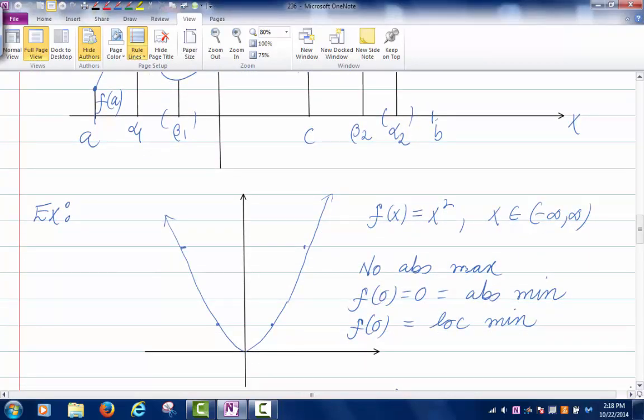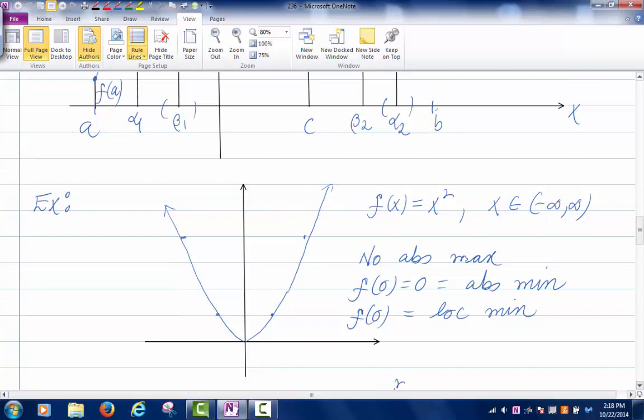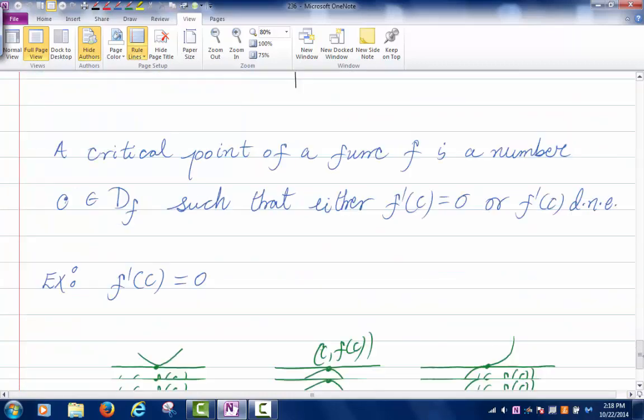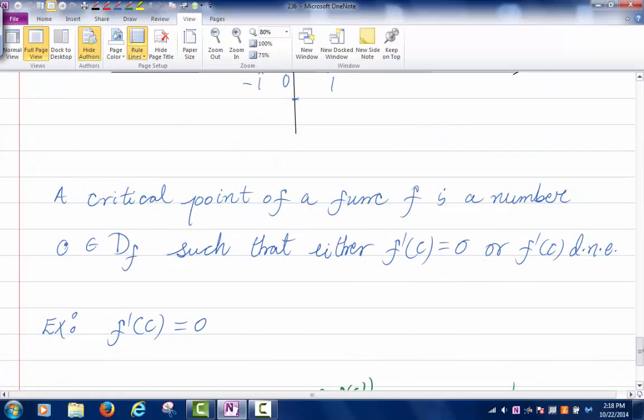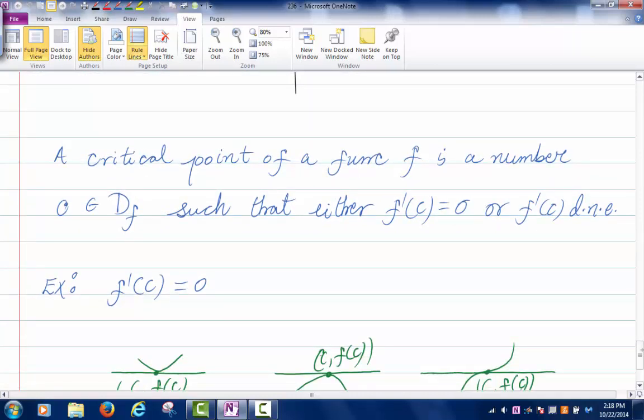So what we want to show after that is that if you have a local max or a local min at a point, at that point, you must have a critical point. So local max, local min may only occur at critical points. Okay? So here's our definition for a critical point that we gave last time. A critical point of a function f is a number c in the domain of the function such that the derivative of the function at c is either 0 or the derivative of the function doesn't exist at c, right?